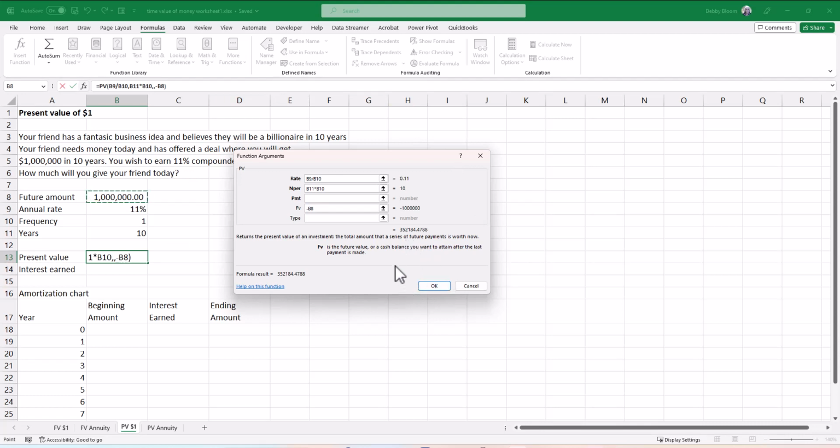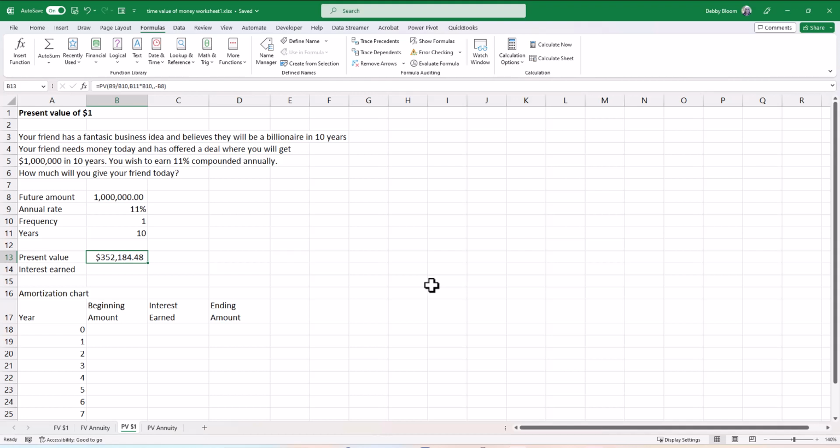And the answer is, if you give your friend $352,184 today, and in 10 years your friend gives you back $1 million, your $352,000 investment earned 11% over 10 years, compounded each year. So I'm going to click OK.